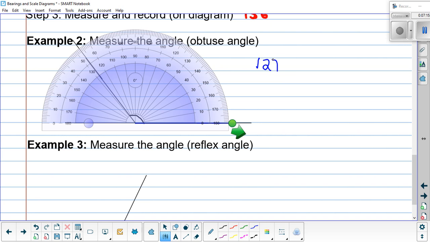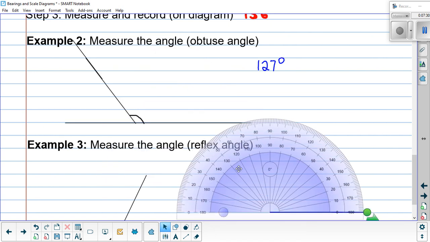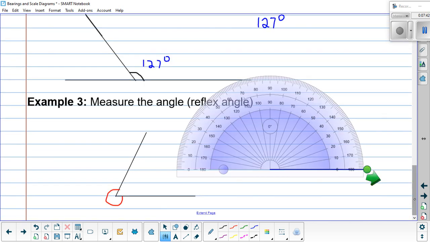If you cannot see why I'm 127 degrees, stop and make sure you can before continuing. Once again, I'm just writing this off to the side so I don't forget it, that way I can copy it on afterwards. So 127 degrees. And last example, example 3, draw yourself a reflex angle.